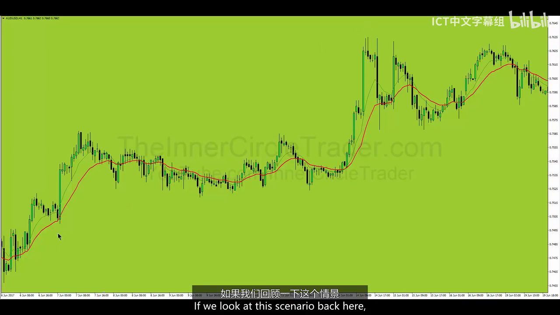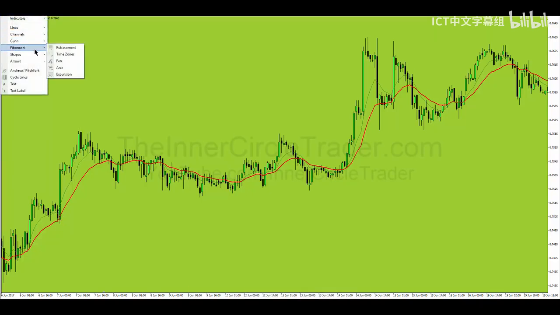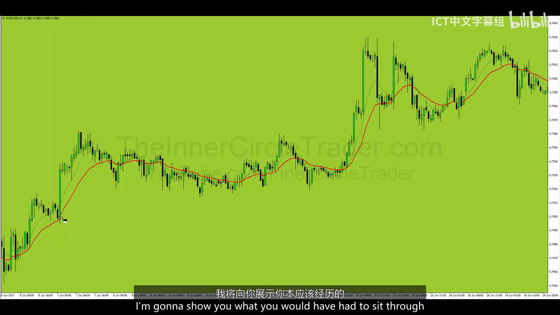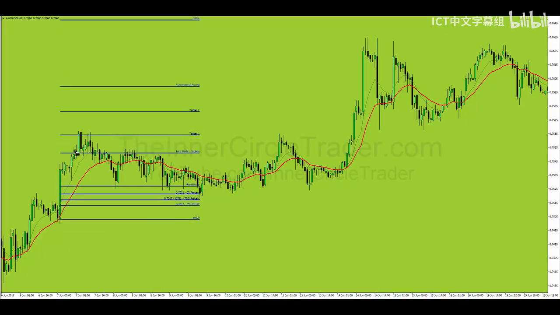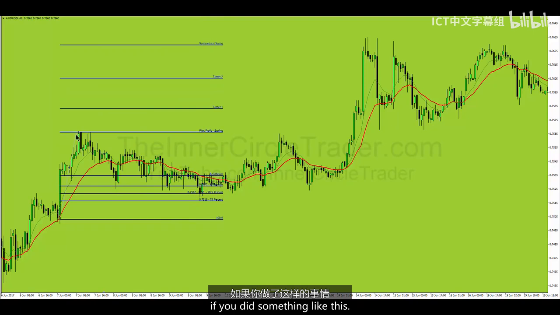If we look at this scenario back here, I want to bring this to your attention. If we look at this move up, if we drop our fib on that, I'm going to show you what you would have had to sit through if you did something like this. Here's your swing, impulse leg, and optimal trade entries down here. You would have to sit through all of this before finally the move takes place.